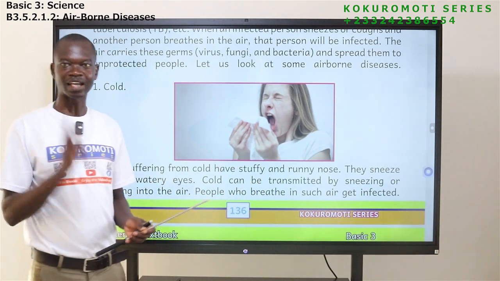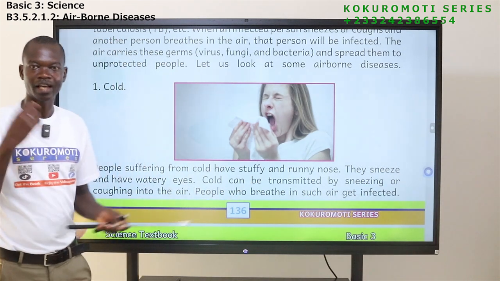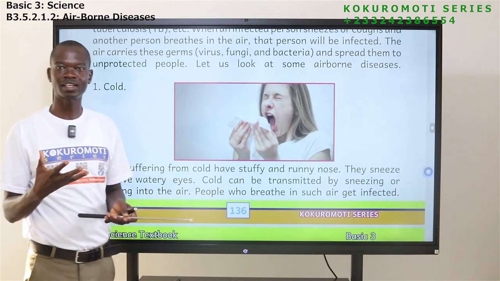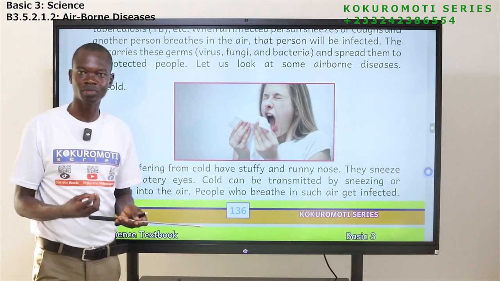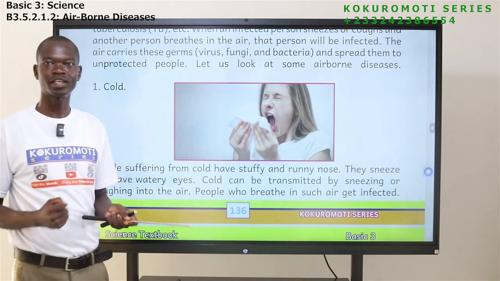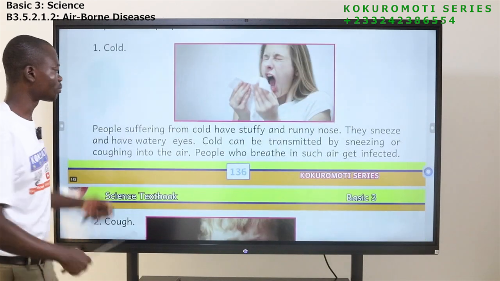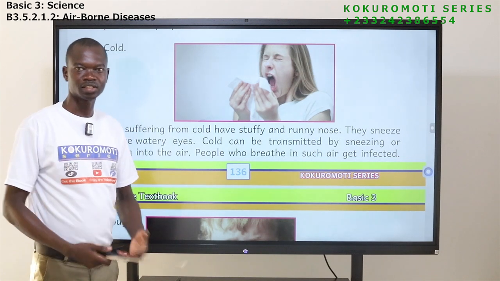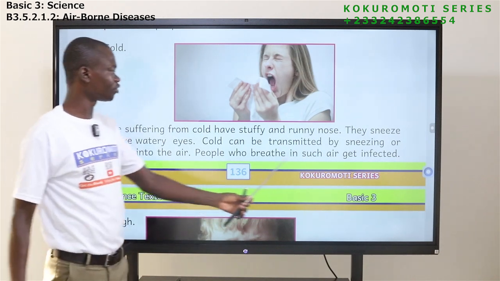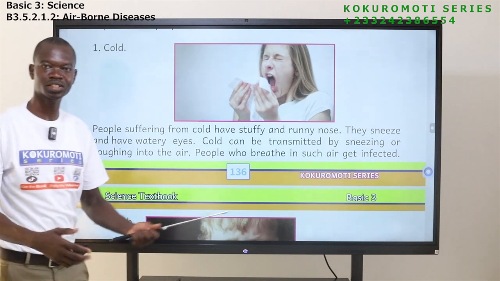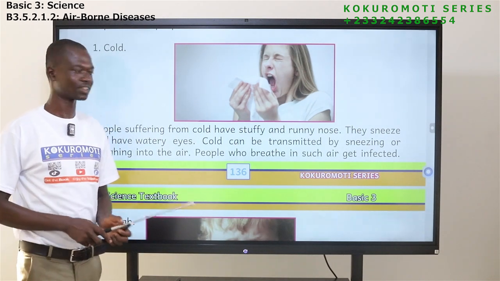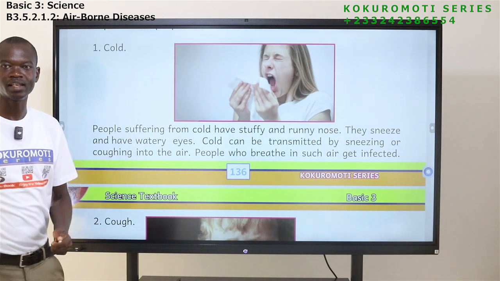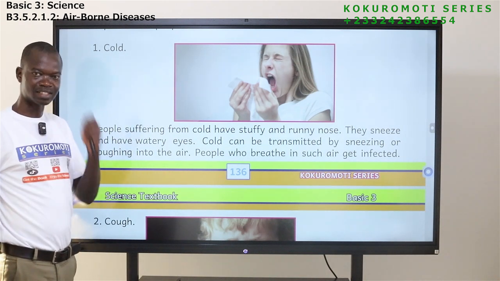So remember that anytime you are going to places and you realize that people have started coughing, you need to protect yourself. If you have a handkerchief, you just have to cover your nose. If you have a nose mask, you just have to cover yourself so that you get yourself protected. When people sneeze into the air, when people cough into the air, they are able to spread the disease. So people who breathe in such air get infected. If you are closer to a person like this, you get infected. So we are saying that common cold is one of the airborne diseases.